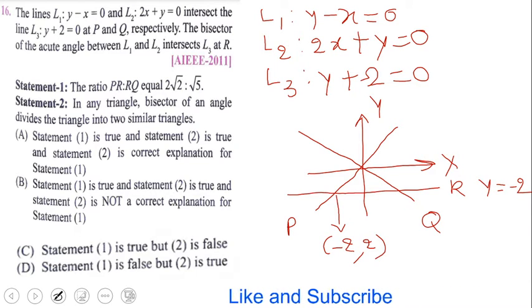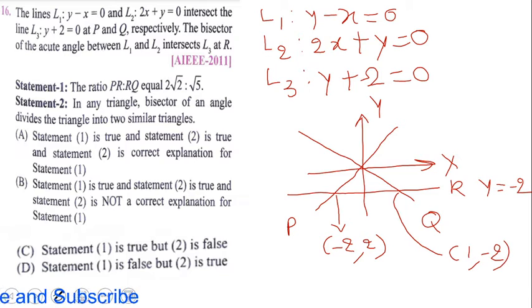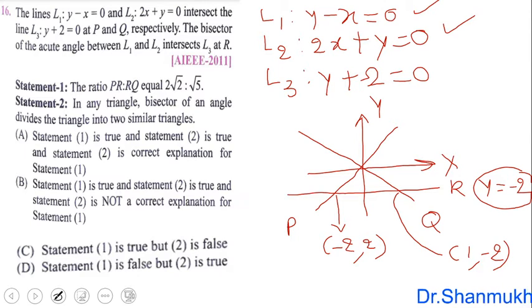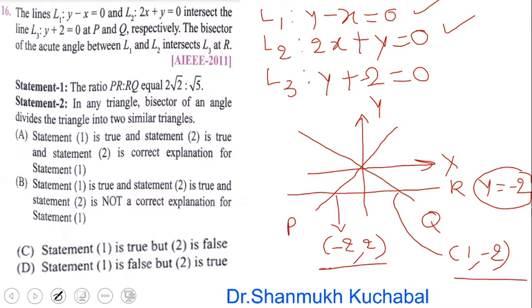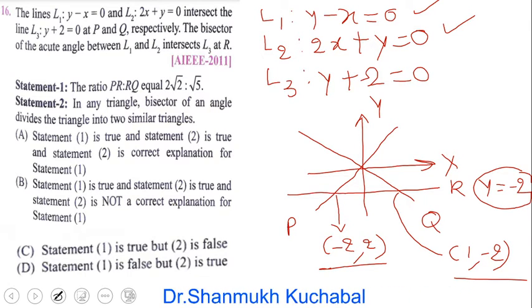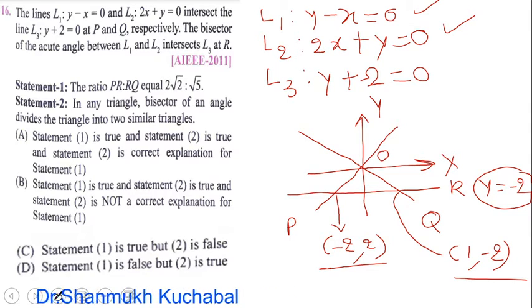For the geometric analysis, Q is 1 comma minus 2. We obtain it by putting y equal to minus 2 in these equations, so we get the x coordinate. So I have written P coordinate as minus 2 comma minus 2 and Q coordinate as 1 comma minus 2. Here O is the origin, so we will find the distance between them.